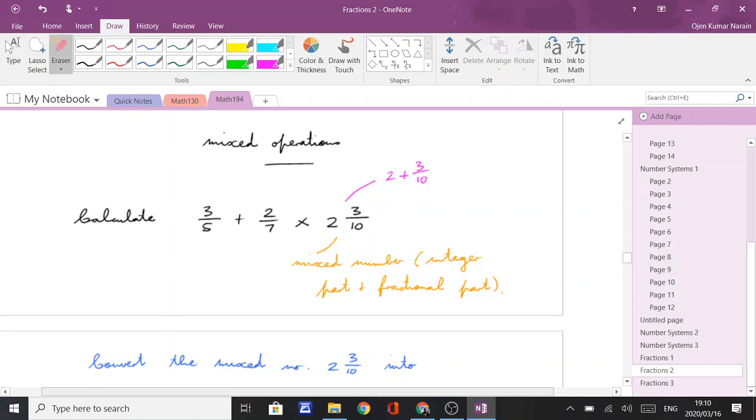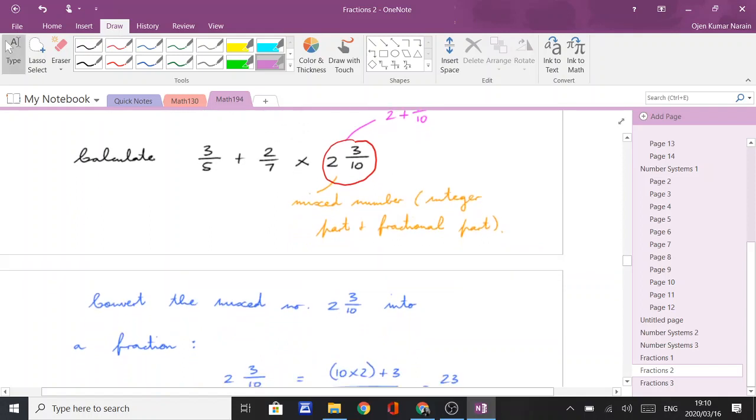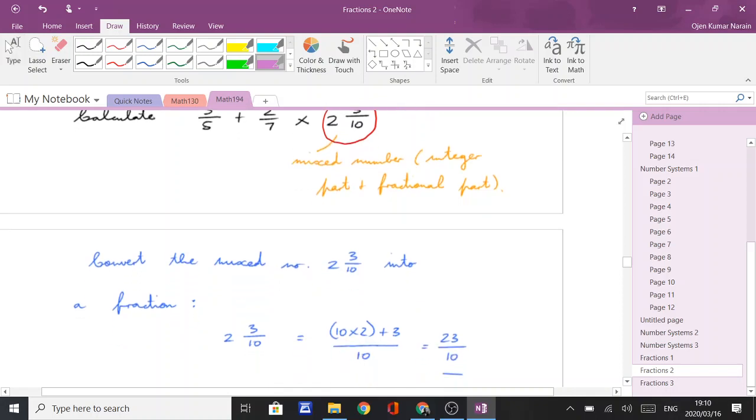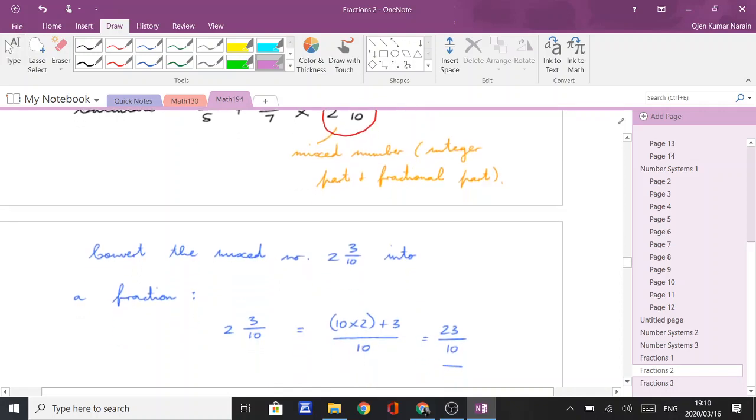Now this 2 and 3 over 10 is a mixed number. To do this type of problem, we have to convert the mixed number into a fraction. So a mixed number has an integer part and a fractional part. So the first step is to convert it into a fraction.